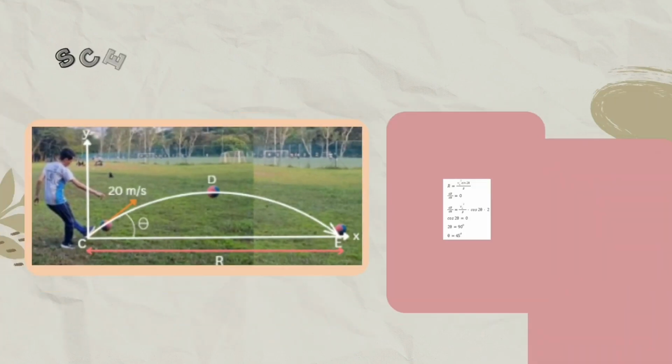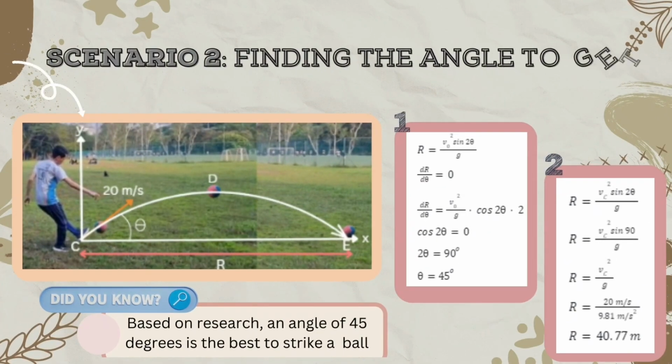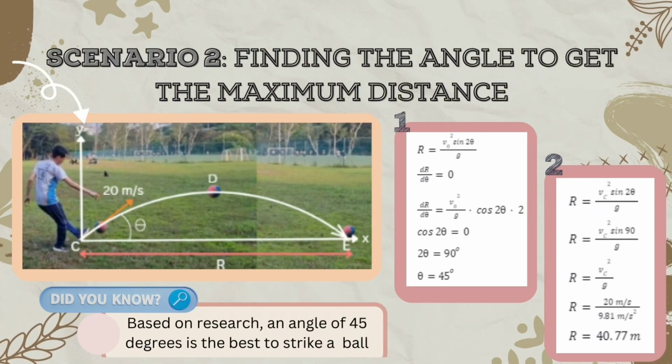This scenario is important because football players need to know how much force they need to give in order to kick the ball. The second scenario is finding the angle to get the maximum horizontal distance when given the initial velocity. We can know the exact angle that needs to be set to ensure the ball can travel the furthest by doing the calculation as shown in step 1 and step 2. By doing the calculation, we know that when a player kicks a ball with an initial velocity of 20 meter per second and at an angle of 45 degrees, the ball can travel as far as 40.77 meter.